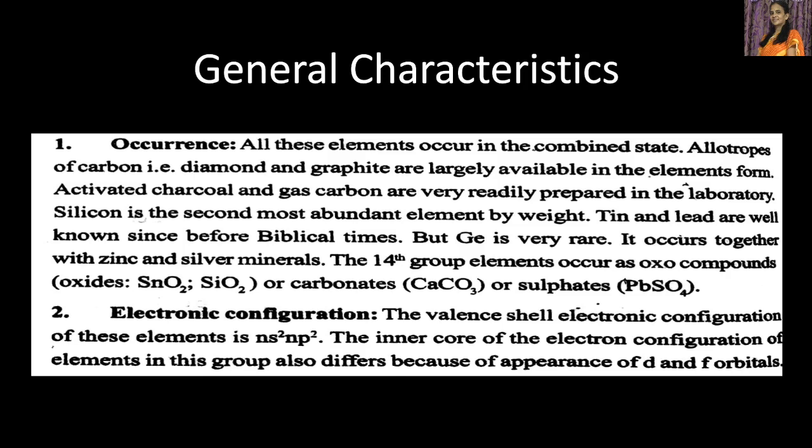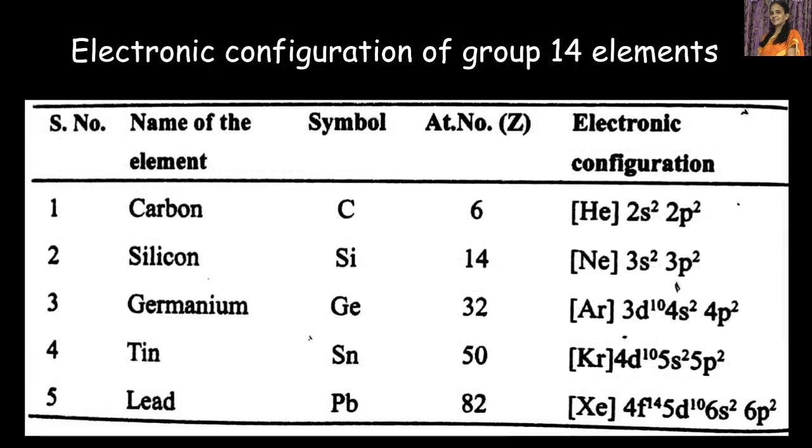In the case of these elements, the inner core of the electronic configuration also differs because of the appearance of d and f orbitals. Let us see this configuration, then we will come to know what is meant by that. If we consider carbon, the symbol is C and the atomic number is 6. Its electronic configuration is helium 1s2 2s2 2p2, that is altogether 6 electrons.